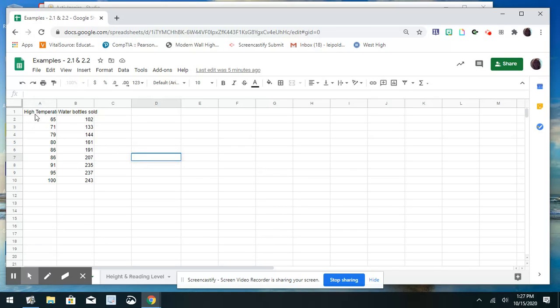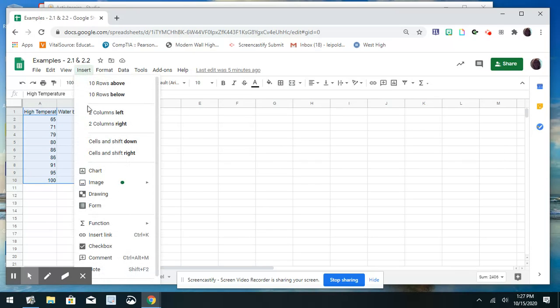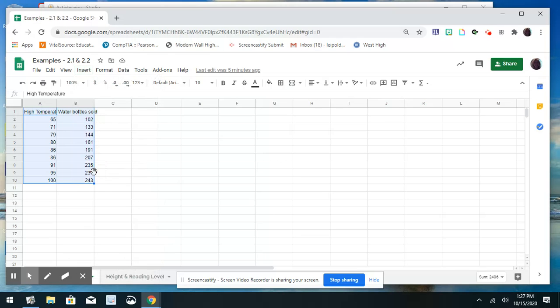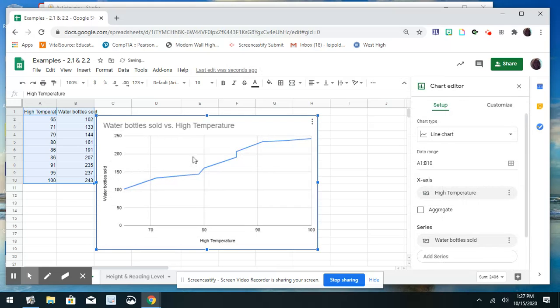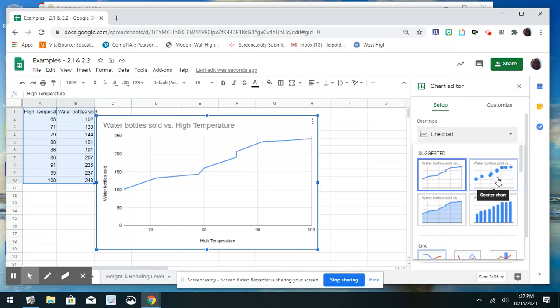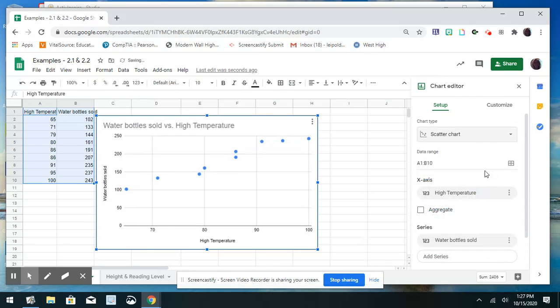So we can see the high temperature and water bottles sold, I did already put that in for us, so I'm going to select that data, and then I'm going to go up to Insert, and tell the computer I want it to insert a chart. It's going to take a minute, and the chart is typically a line graph of some sort. And I can go over here on the right-hand side where it says Chart Editor. Because the chart is highlighted, I'm going to get the Chart Editor, and I want to tell it that I want a scatter plot instead of the line.